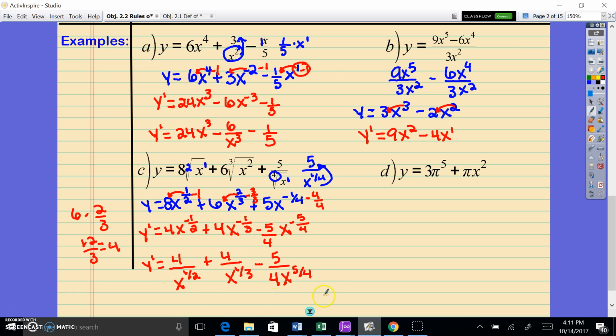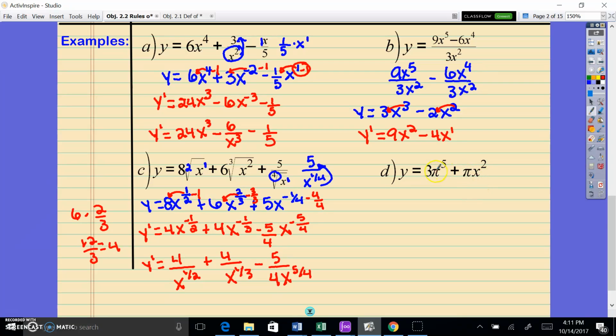If you wanted to change these back to radicals, you could. This would just be the square root of x. This would be the cube root of x. And this would be the 4th root of x to the 5th power. But you don't need to go that far. Okay? All right, let's take a look at the very last one. And the very last one is pretty much set up for us already.